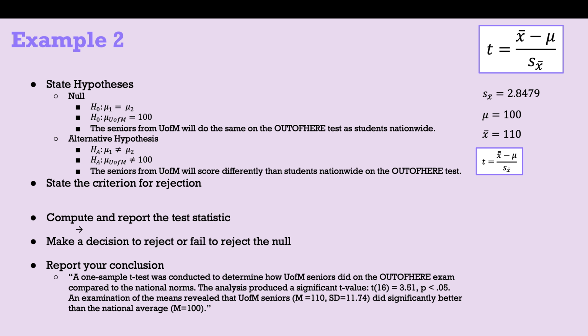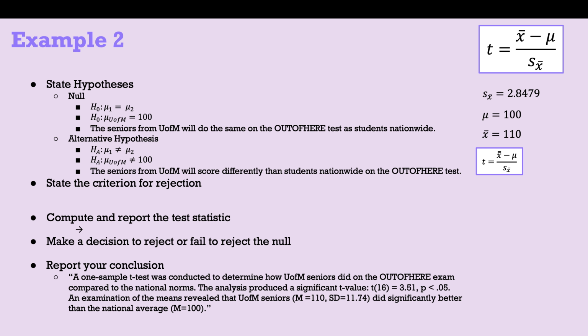Okay, so now we need to state the criterion for rejection. Is it a one-tailed or a two-tailed test? What we want to notice is we're just asking if they're going to score differently, not better or less than. So the test that we're going to be running is a two-tailed test. So the first thing we're going to do is set our alpha of 0.05. That's what our problem told us.